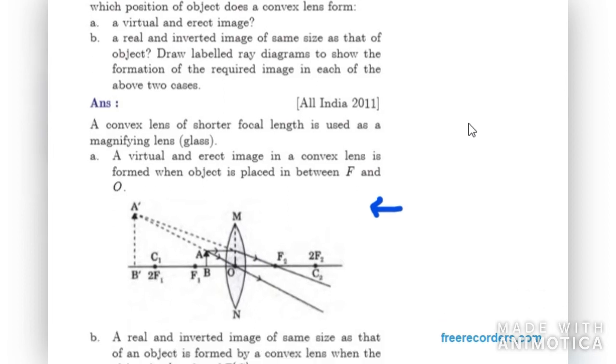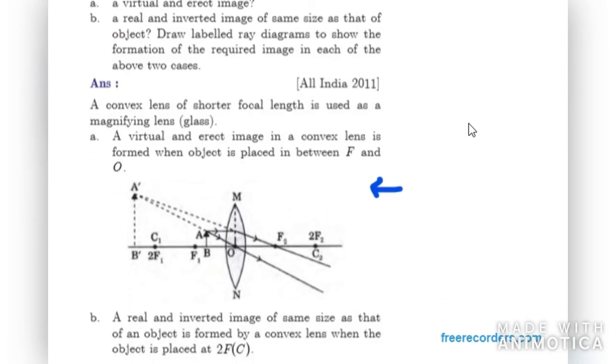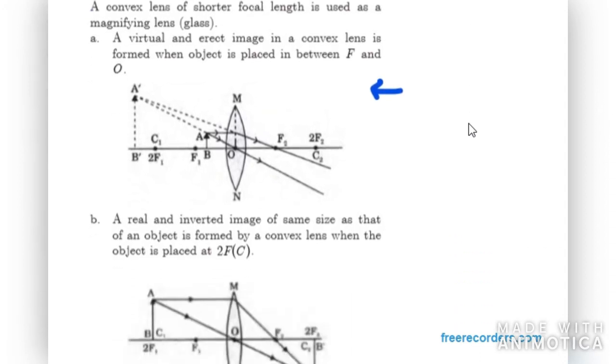In B part, a real and inverted image should be there, and it should have the same size as the object. So you can see at 2F2 you get an image the same as the object. They have the same size. So you have to draw the ray diagram for each case in the light chapter.